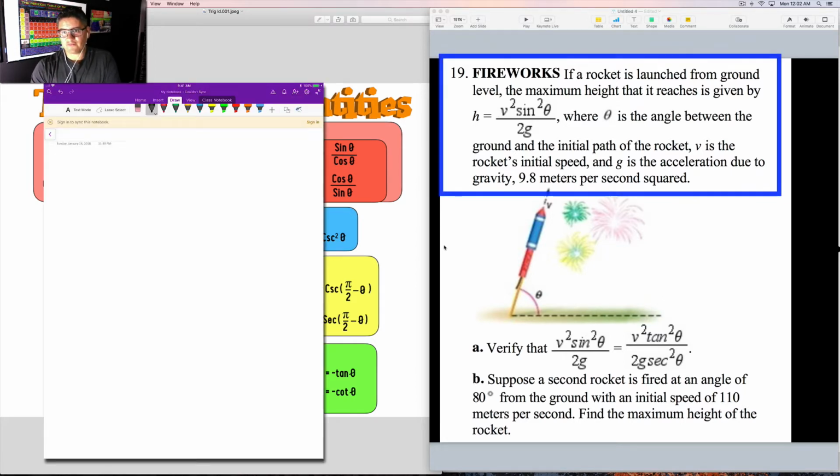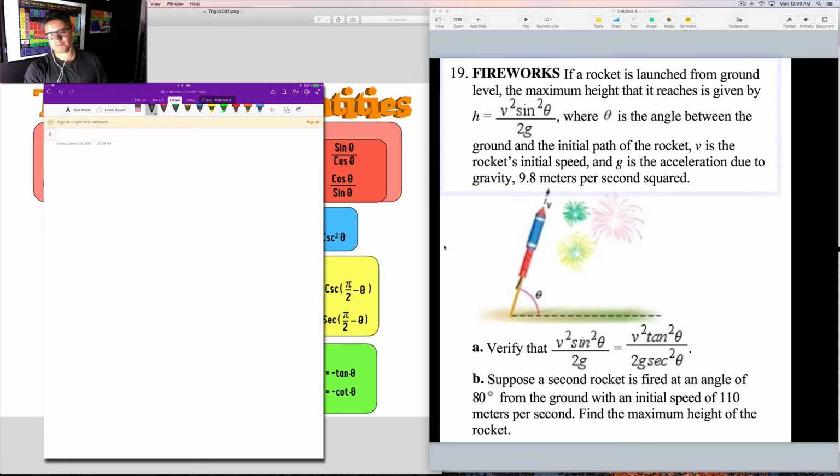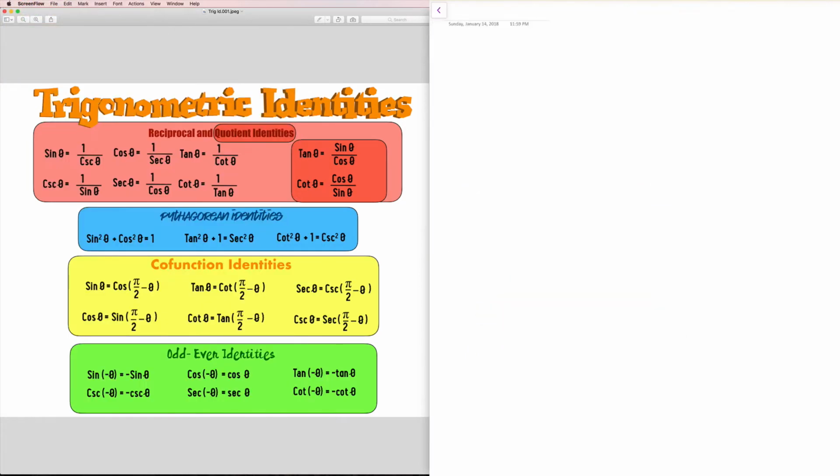So if a rocket is launched from ground level, the maximum height that it reaches is given by h equals v squared sine squared theta divided by 2g, where theta is the angle between the ground and the initial path of the rocket, v is the rocket's initial speed, and g is the acceleration due to gravity, 9.8 meters per second squared.